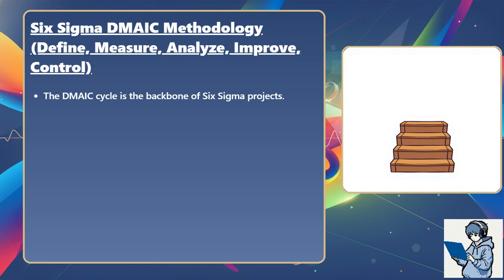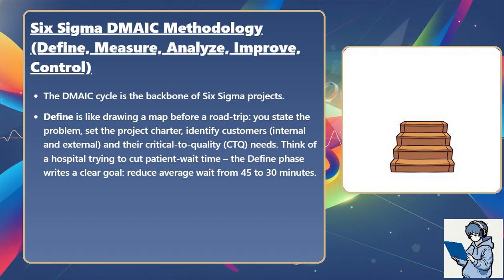The DMAIC cycle is the backbone of Six Sigma projects. Define is like drawing a map before a road trip. You state the problem, set the project charter, identify customers, internal and external, and their critical to quality needs. Think of a hospital trying to cut patient wait time. The define phase writes a clear goal. Reduce average wait from 45 to 30 minutes.